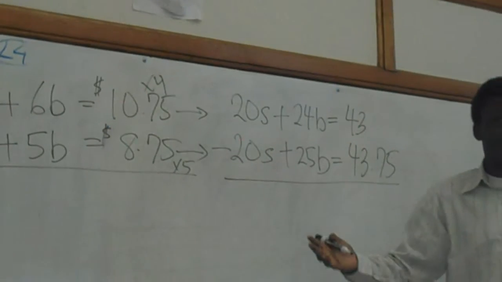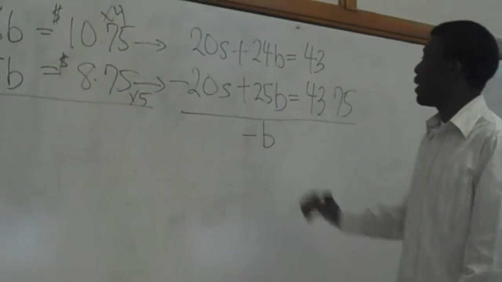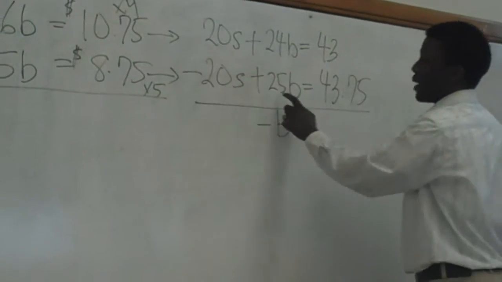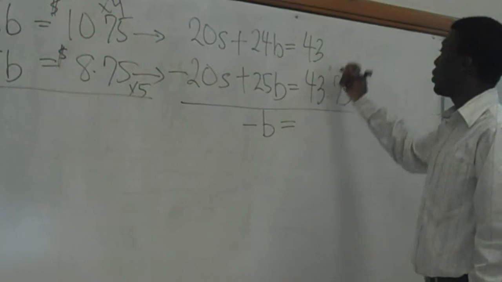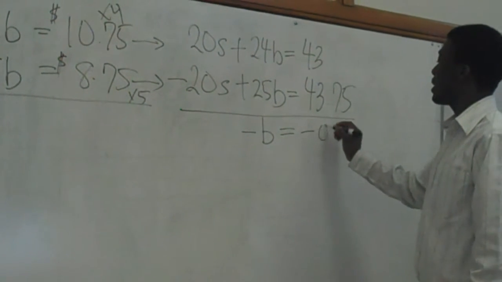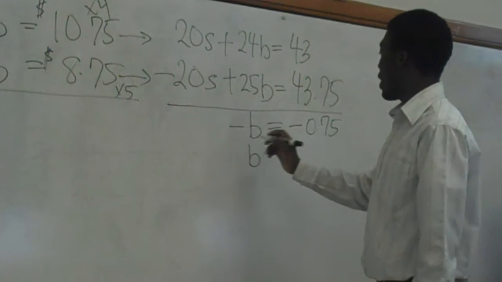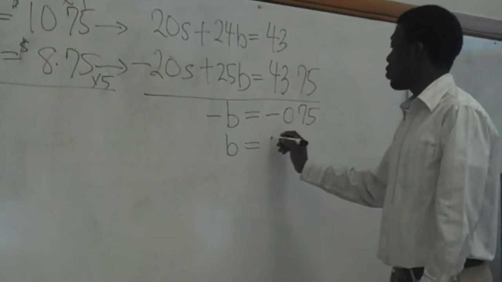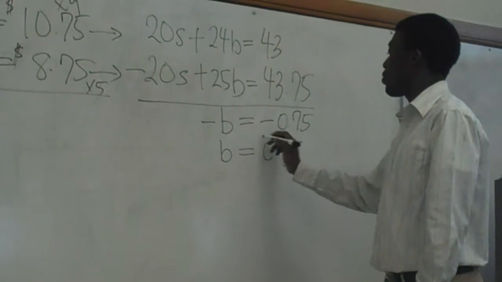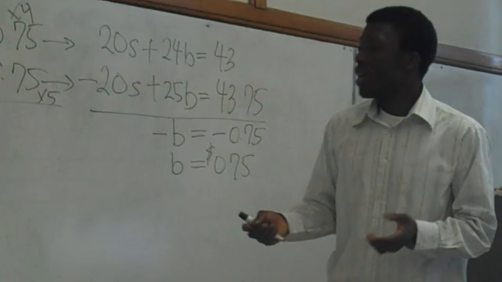We subtract the second equation from the first. Our S's are gone, right? And so we have minus B, because this is 24 minus 25. So that's minus B is equal to 43 minus that, minus 0.75. And so for B, we go ahead and divide both sides now by -1. So we get B is equal to 0.75. So 75 cents is the cost of the book cover.